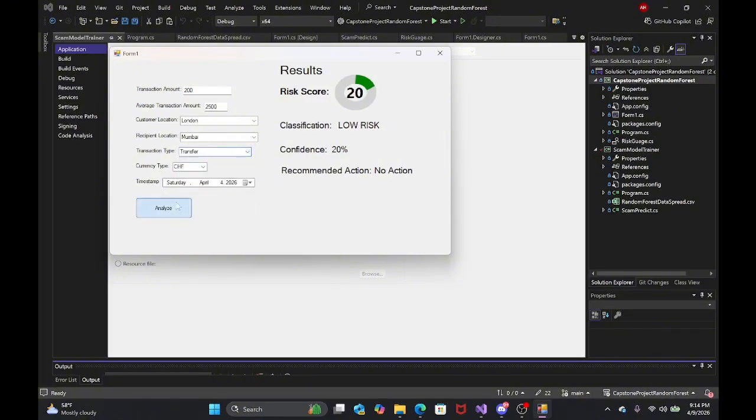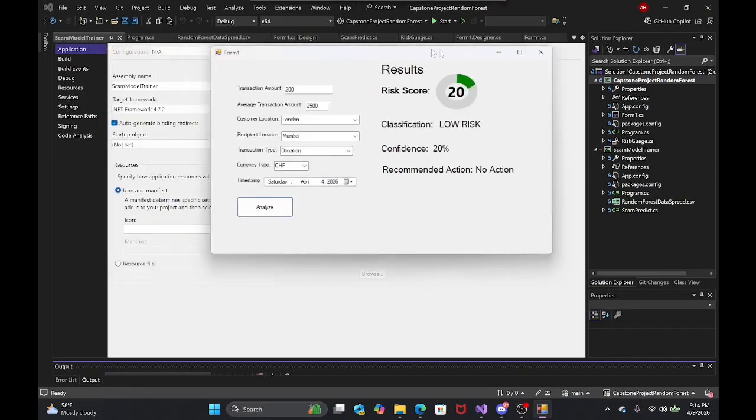Exchange, transfer. Okay, one more. Donation. Donation should be pretty low anyways. All right. But yeah, that's how that works. So we'll get back to the presentation.